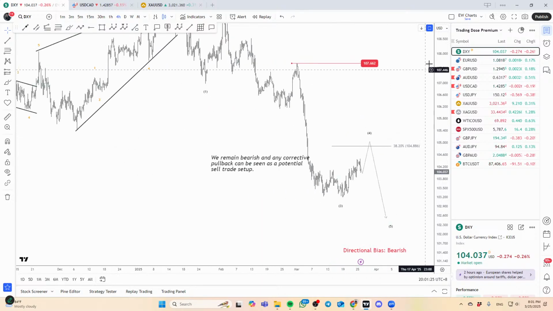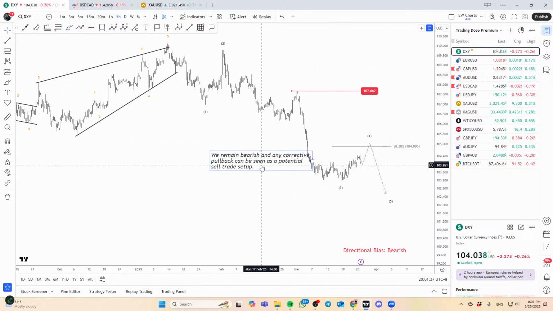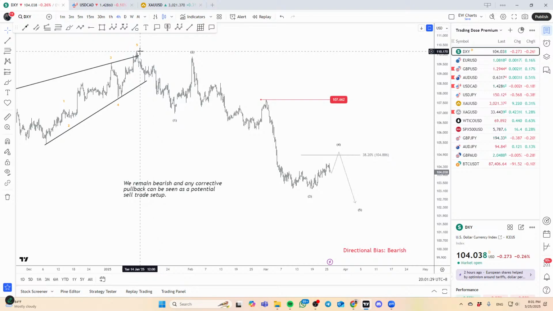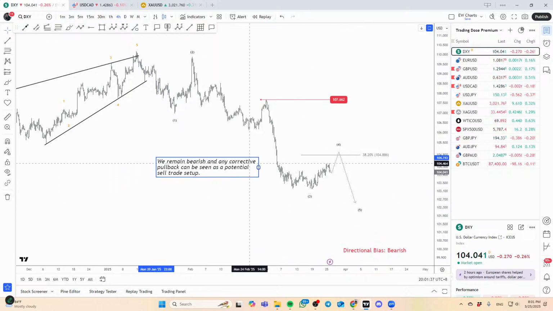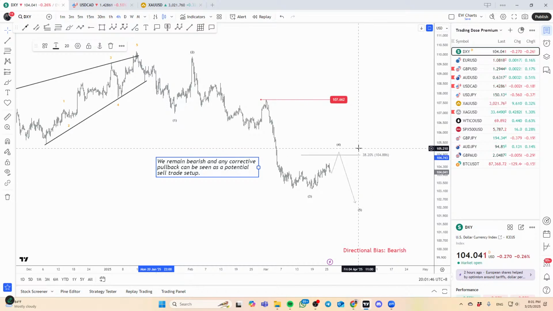If I zoom out a little bit, what we're seeing is overall the 5 wave, 1, 2, 3, 4, 5 is still intact, all right? And of course, if this continues to pull back correctively this week and price is able to come towards like 104.90, that's the area that we want to look out for opportunities to sell.